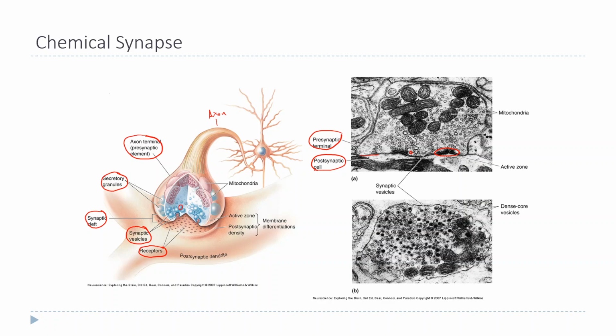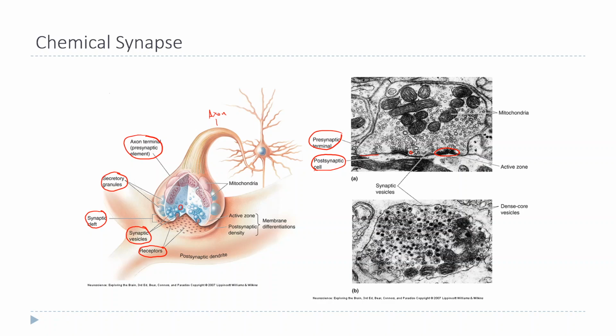And so in a sense, each active zone is like the fundamental unit of a synapse. So a synapse can have multiple active zones, and in a way, each active zone almost acts like its own little synapse within the larger synapse.